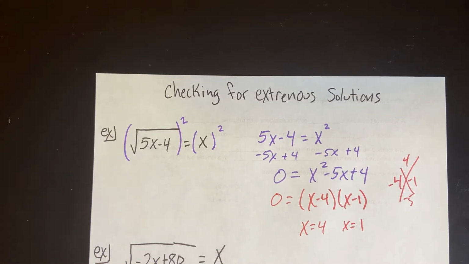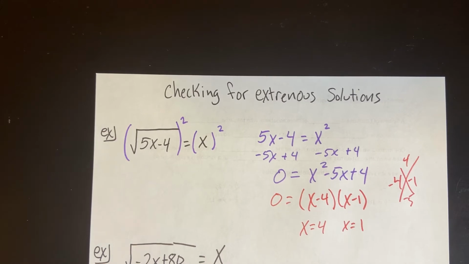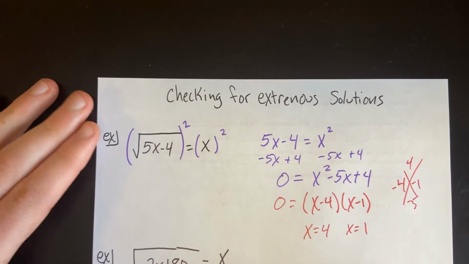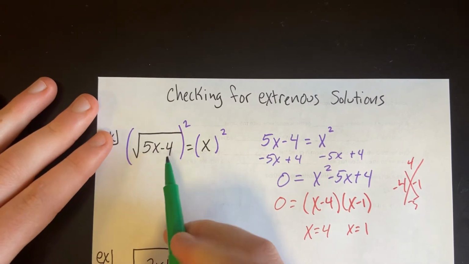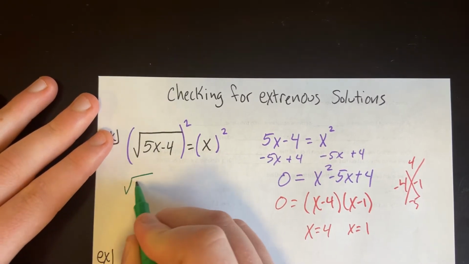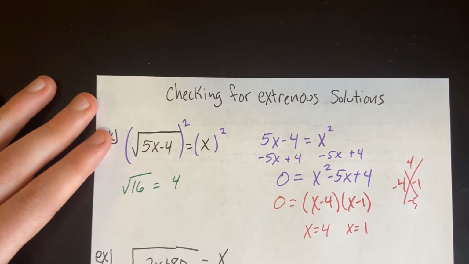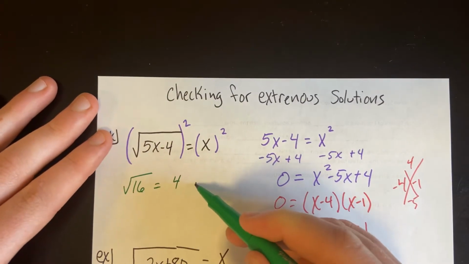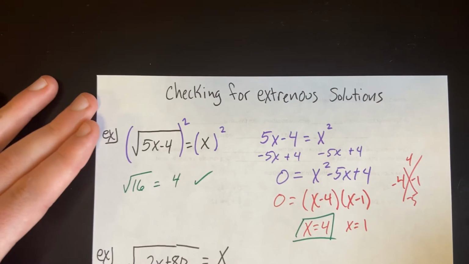That is what should satisfy our equation. Again, dealing with these square roots, you've got to go back and check to see if it actually works. If I put 4 back in, 5 times 4 is 20, and 20 minus 4 is 16. So I have the square root of 16 equal to, remember, a solution of 4. Well, the square root of 16 is 4. So yes, this is a true solution that will satisfy our equation.